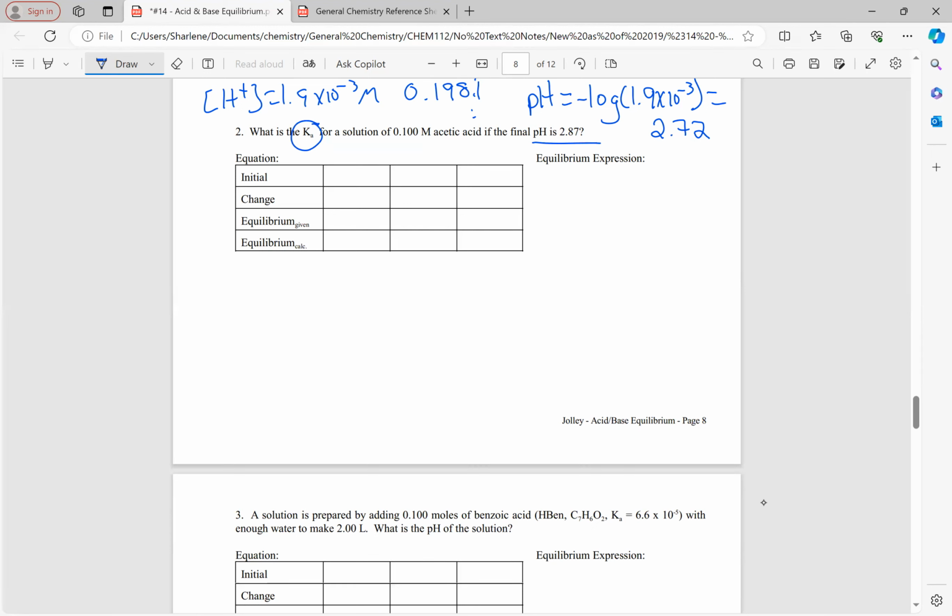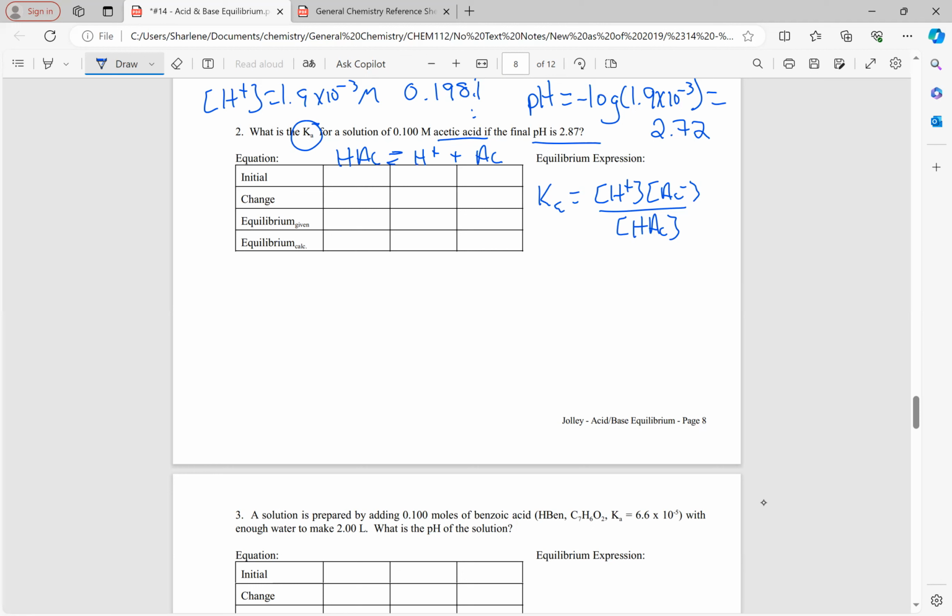Step number 1, do I have a balanced chemical equation? All right, so it is acetic acid, so I'm going to do the ionization. And I know the Ka is the proton times the acetate all over the HAc. Now, normally I'd ask right here, don't I know that? But this question is specifically asking for it, so there must be something nifty about it.